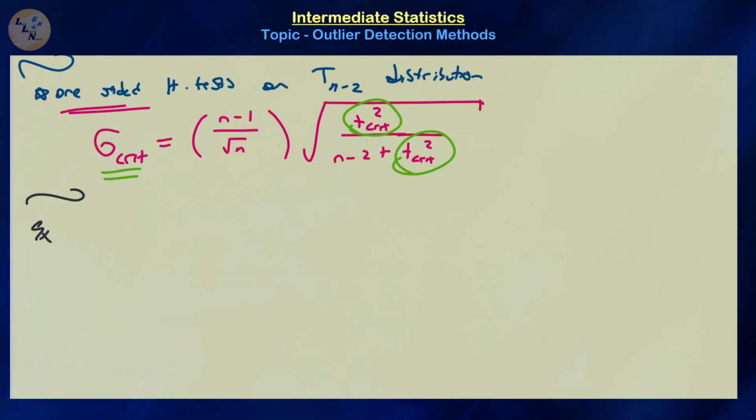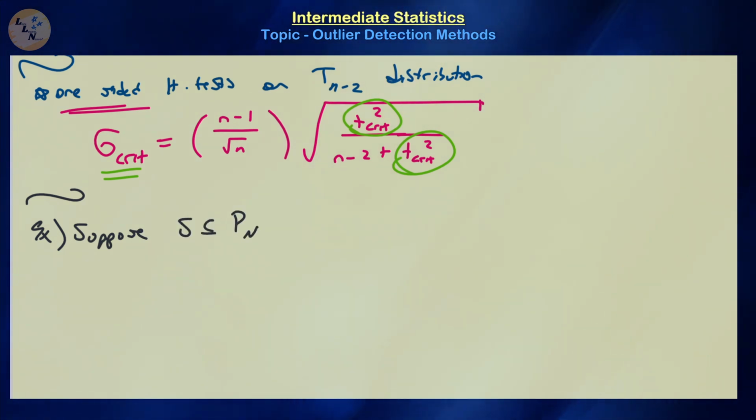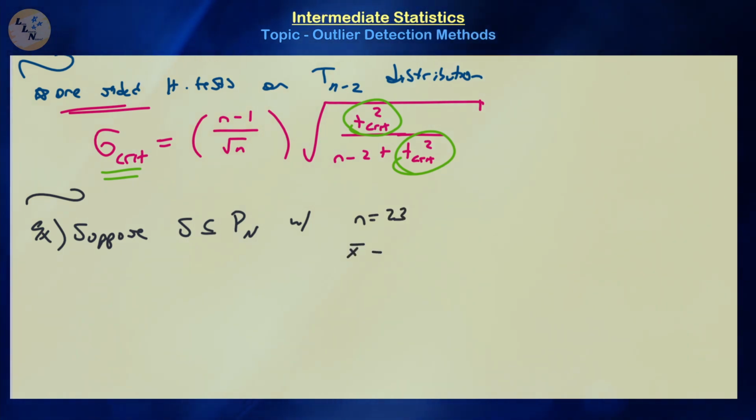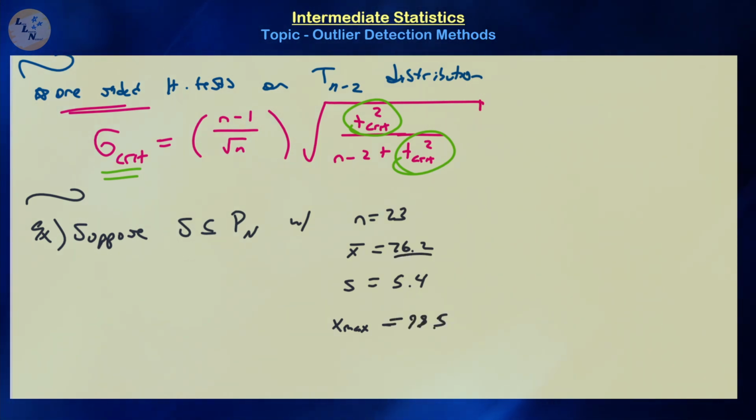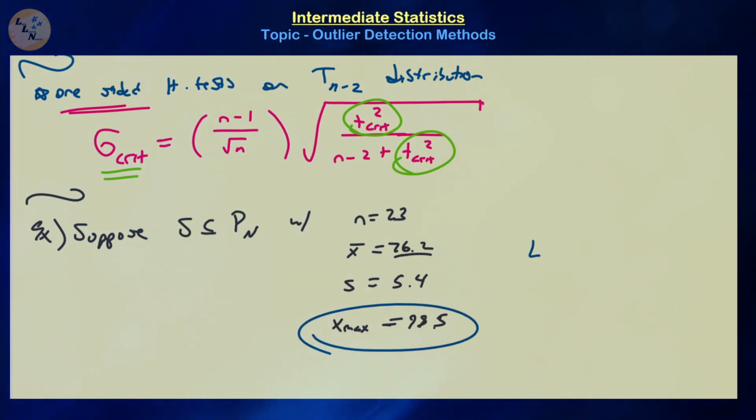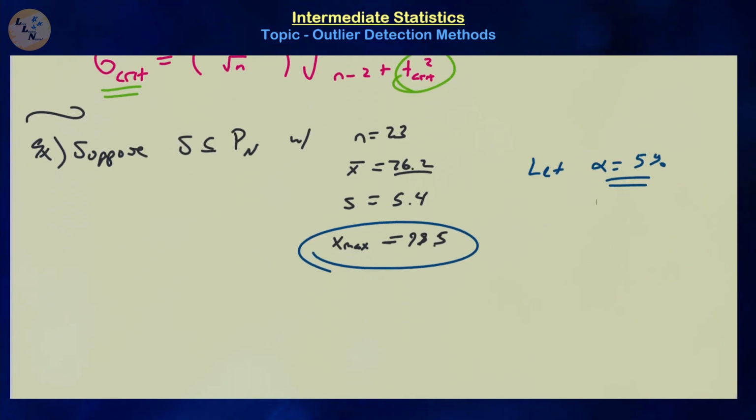So let's actually do a little numerical example sort of to demonstrate what's going on here. So let's assume that S is drawn from a normally distributed population. Let's assume that the sample size is 23, our mean is 76.2, sample standard deviation 5.4, and let's assume that the maximum value is 98.5, and we believe that 98.5 is too far from 76.2. So we want to see, is this an outlier or not? Let's choose an alpha value of 5%, since a lot of people tend to like that number.